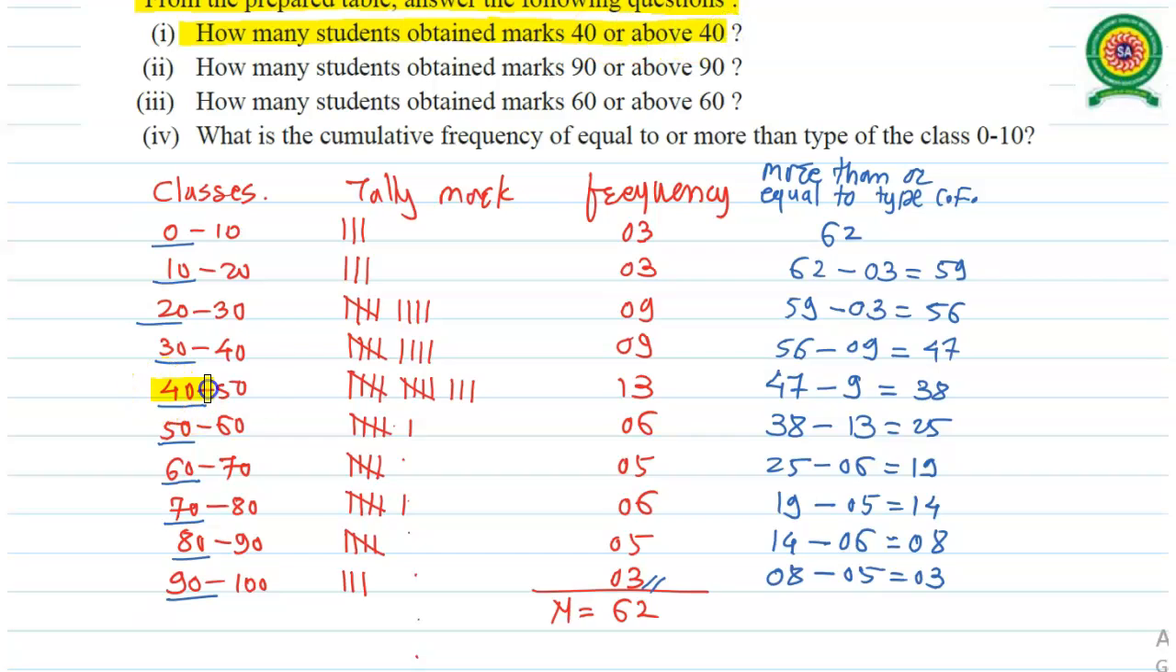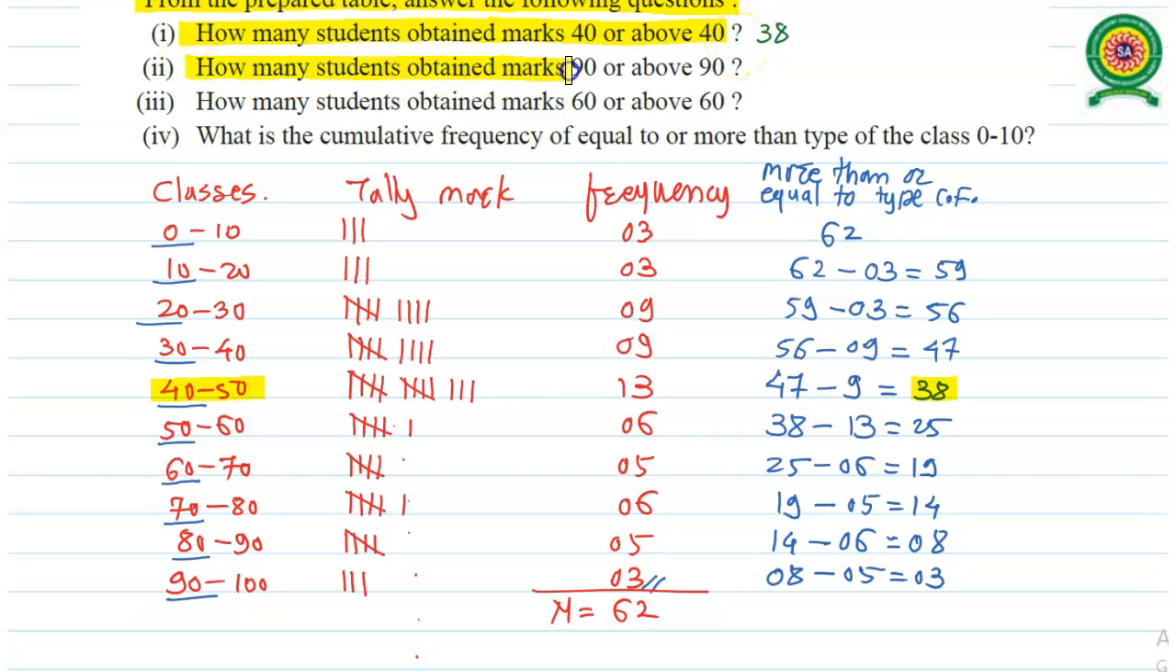So 40 or above 40 means the class 40 to 50, and the respective class having more than or equal to type of cumulative frequency is 38. So our answer is there are 38 students who obtained marks 40 or above 40. Look at the second sub question.